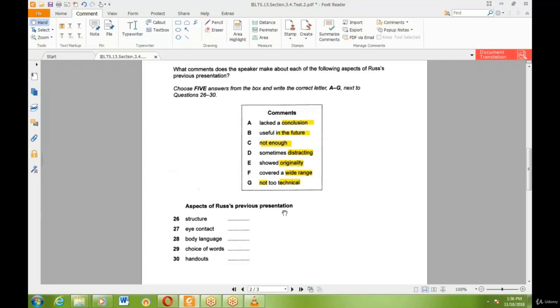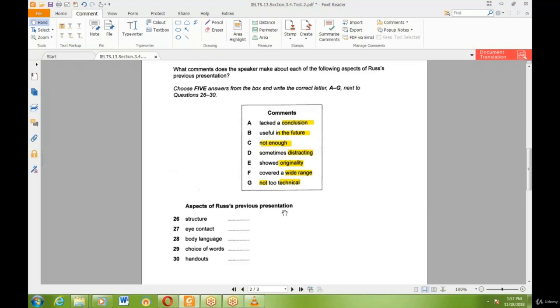So again, you have to be able to quickly recognize synonym language. The more you're able to recognize it, the easier it's going to be. I'm going to play the audio, and that's what you're listening for. They're going to say something about the structure. Pick the synonym answer that matches.